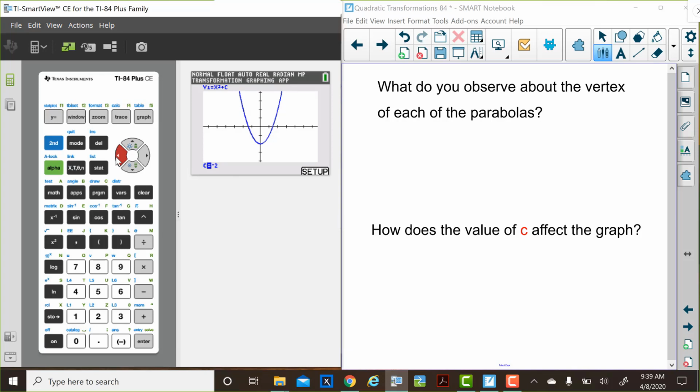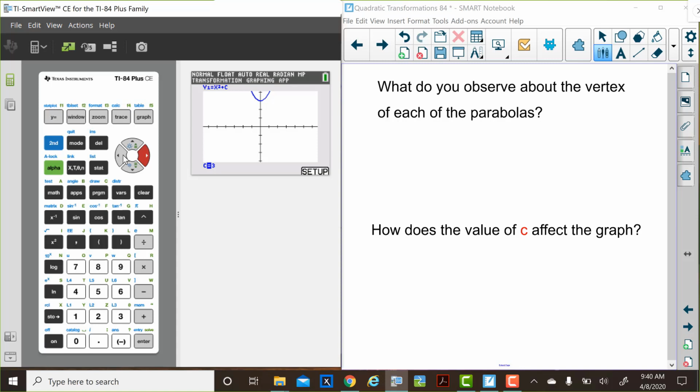You may have noted that the vertex in this case does change for the equation y is equal to x squared plus c. For the parent function, the vertex was 0, 0, but if c is decreasing, the y value of the vertex also changes by that amount. So in this case, the vertex is 0, negative 2. If c increases, the vertex, again, has a different value. And you can see that by looking at the graph. For example, if c is positive 3, then you would see that the vertex is located at 0, 3.